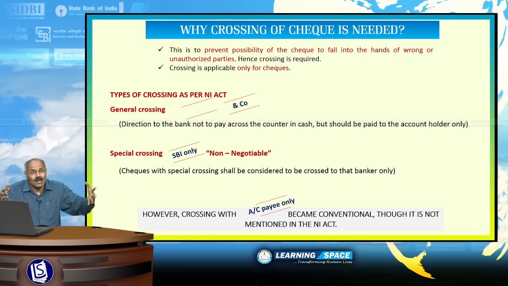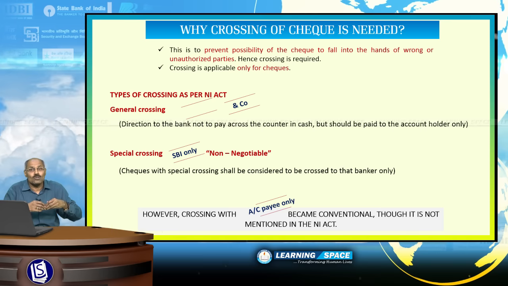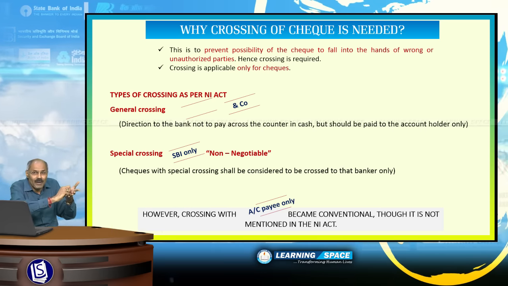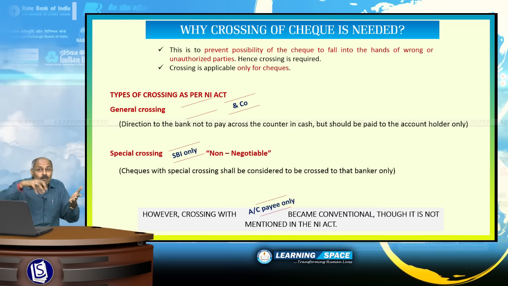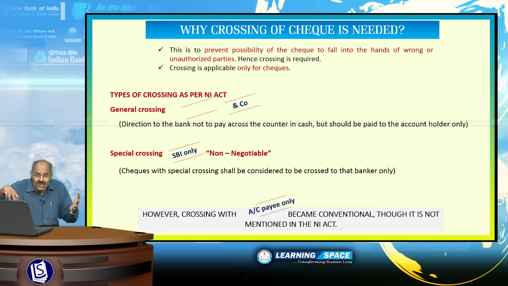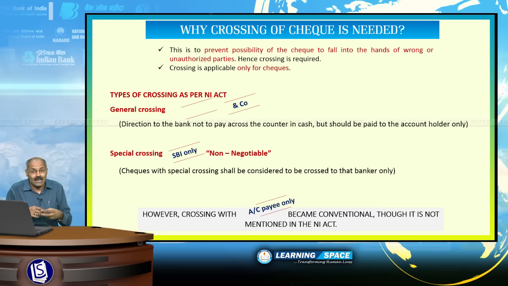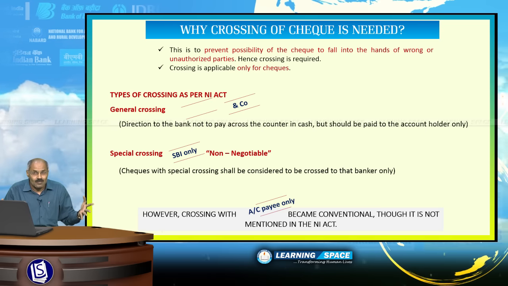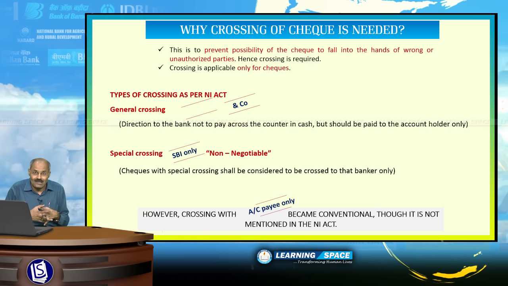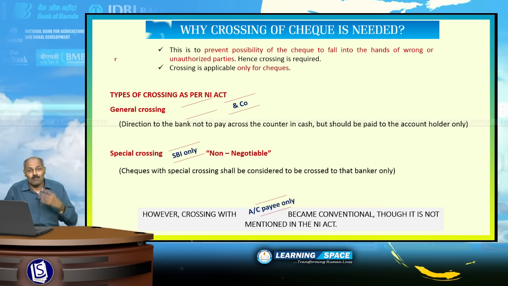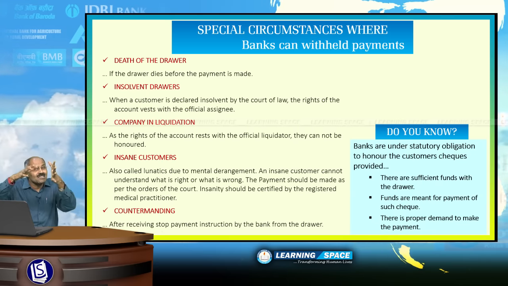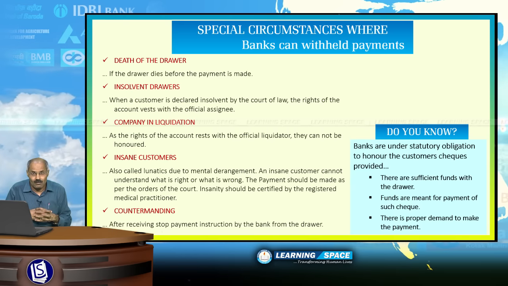Advantage of crossing is payment will be made through the bank account only. When you write account payee only, the payee should deposit the check in his account only. That means there is no chance for any malpractices, right? So, this is about the crossing and the special circumstances where banks can withhold payments.